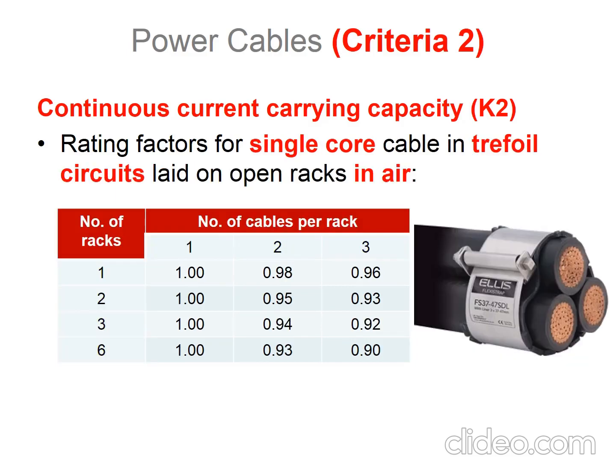Next is the rating factor for single core. This one is only for single core cable in trefoil circuit laid on open rack in air. There are the number of racks, the number of cables per rack, and the factor. So we can choose the K2 factor by choosing the number of racks and the number of cables per rack.